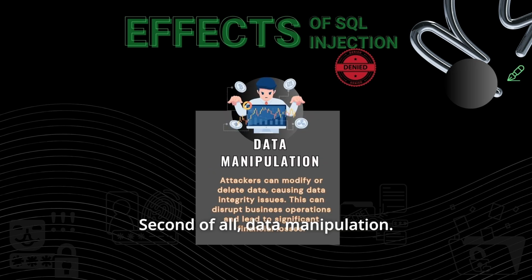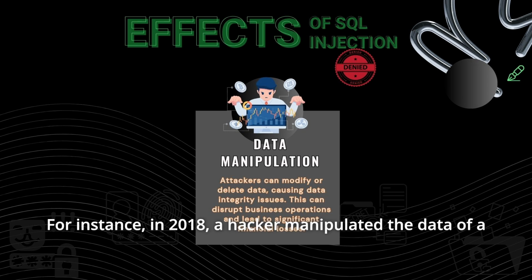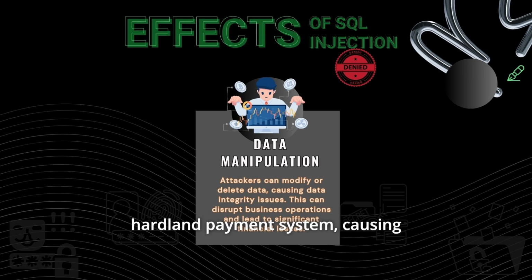Second of all, data manipulation. It's like an attacker who can change or delete data in a database. This can mess up the business operation. For instance, in 2008, a hacker manipulated the data of Heartland Payment Systems, causing financial chaos.